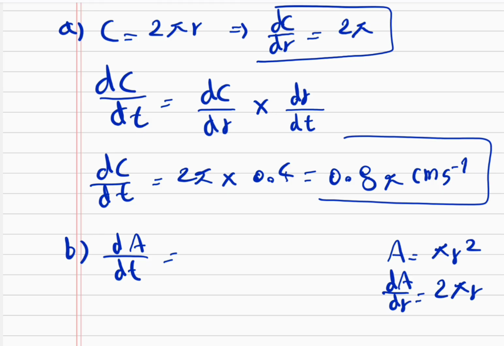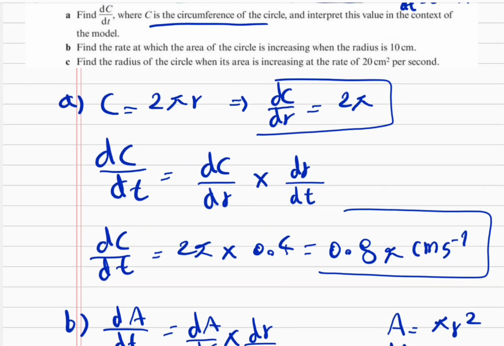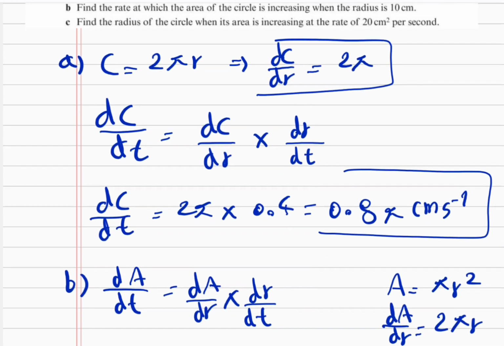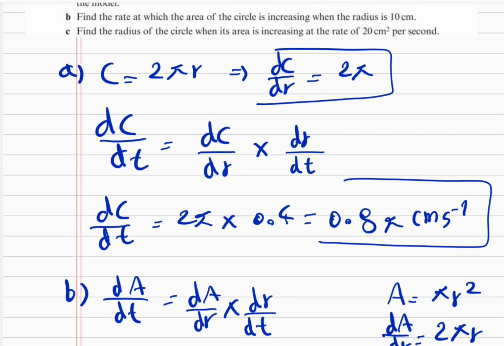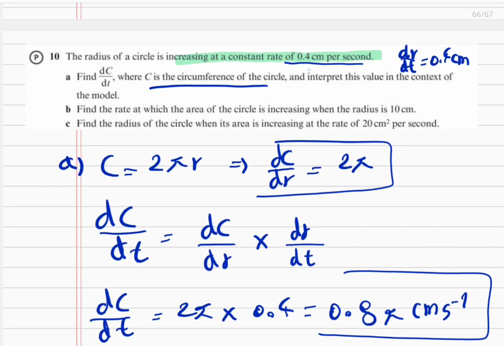Now, in order to find dA/dt, we can use dA/dr, times dr/dt. So again, similar to the previous question, we have dA/dr, we just found that. Another question is whether we have dr/dt. And the answer is actually straightforward, because just remember that this is the same dr/dt that we were given at the beginning of the question.